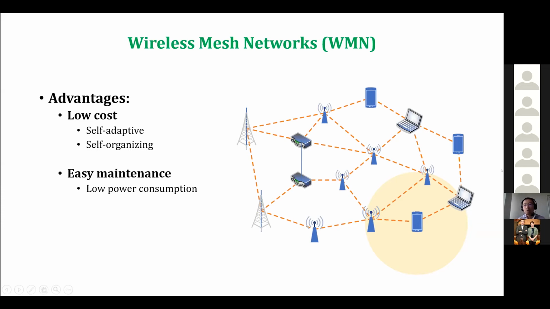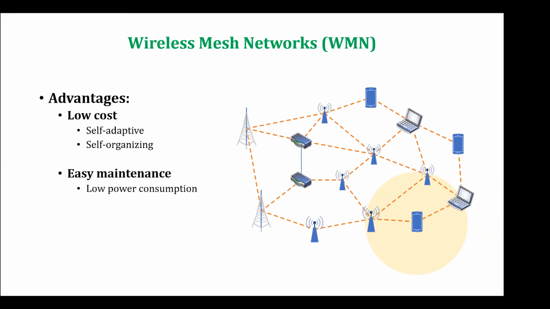If we take a look at this network, there are two key advantages. The first one is low cost, because in this network, we don't need to deploy a specific server or router or switch. Every device can communicate with each other. Every device helps each other to route information, to route messages. And it is very robust. Even if you remove some devices from the network, or suddenly some new devices join the network, this network can still operate properly. This is why it has the low cost advantage.